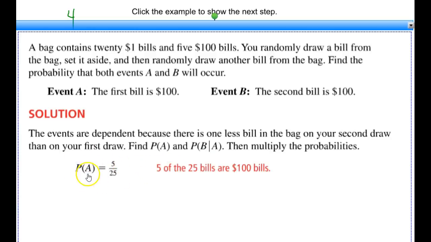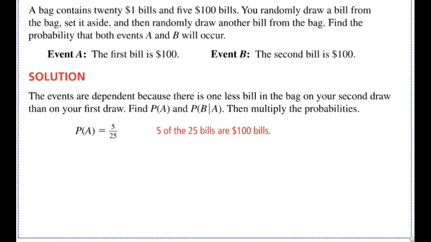So I know the probability of picking a $100 bill out is 5 out of 25, because there's 25 total bills and 5 of them are $100s. So that's my probability of A happening. Now let's look at the probability of B happening given that A has already happened. So 4 of the remaining bills are $100, but there's only 24 remaining. So this is what I'm going to be looking at for that second probability.